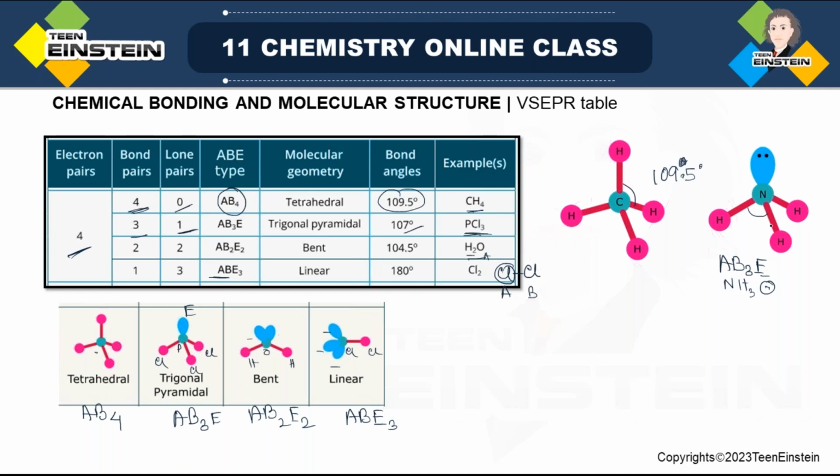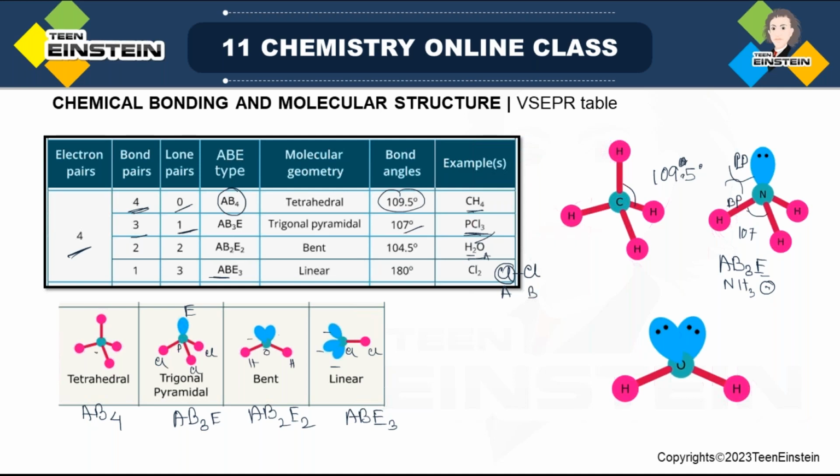So this angle, now see, is not the ideal angle of tetrahedral. The ideal angle is 109.5 degree. But now because of this LP-BP repulsion, the angle will be slightly lesser. So now it is 107, like this, though it may change from molecule to molecule. In PCl3 it is written 107. It is not necessary that it will be exactly that in the case of ammonia, but it will be close to that. It cannot be like methane, because in methane there is no LP.